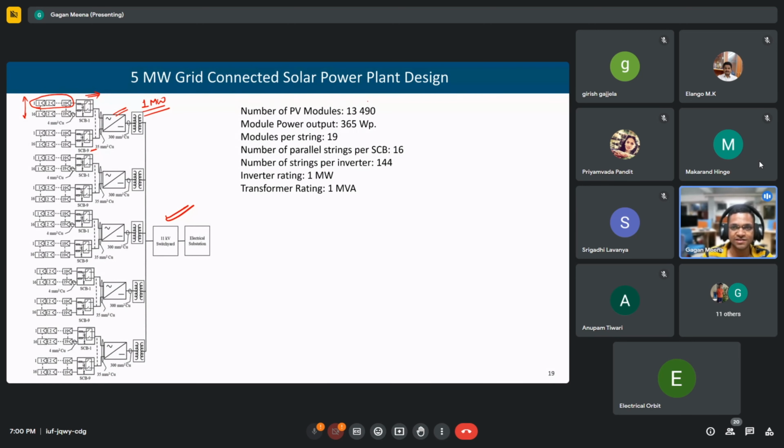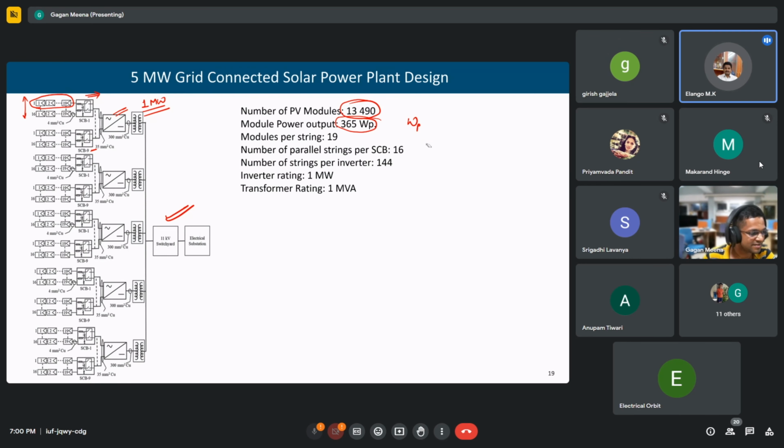Overall, there are 13,490 modules, and each module's power output is 365 watt. This is peak. WP means peak power. Can any one of you tell what is meant by this WP? Whenever we say that a bulb is consuming 60 watt, LED is consuming 20 watt, we always say watt. But why are we saying WP here? Is there any reason for that?